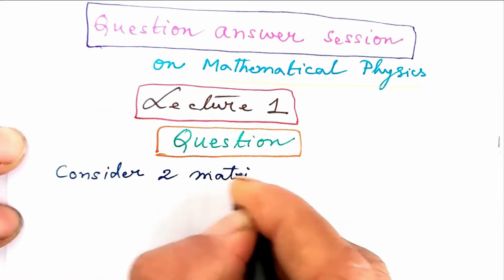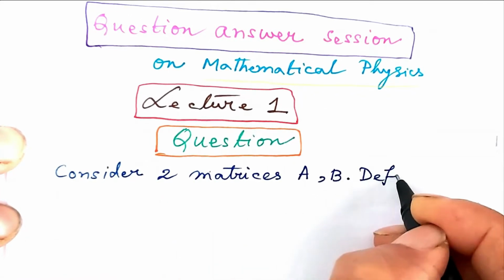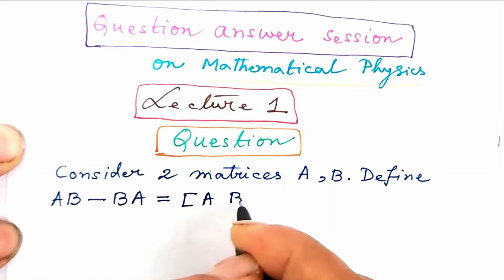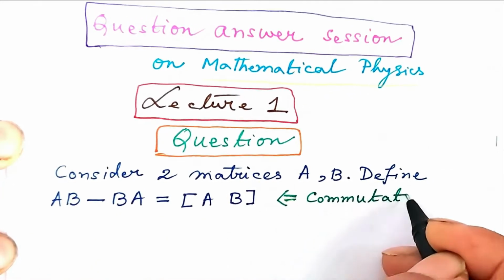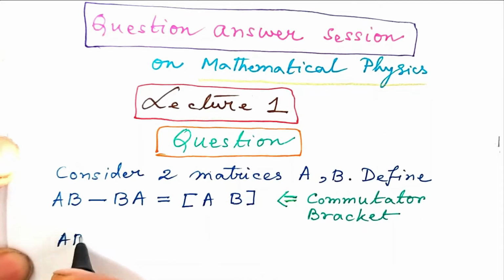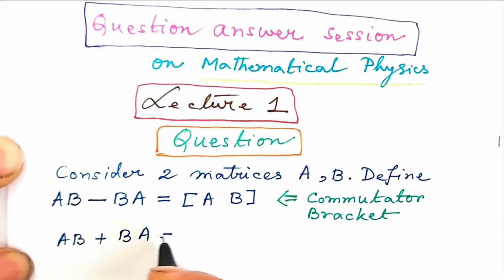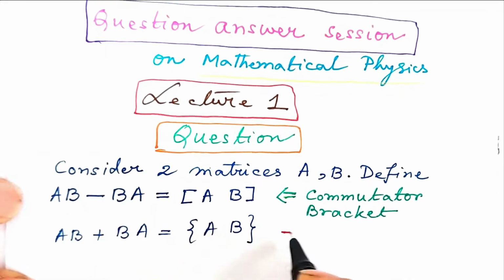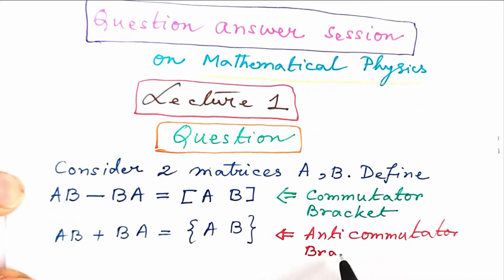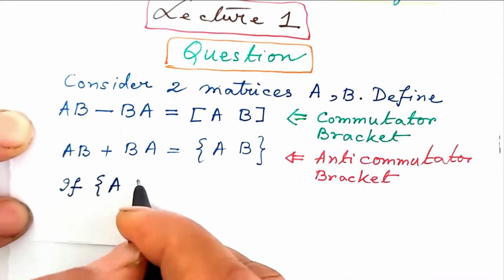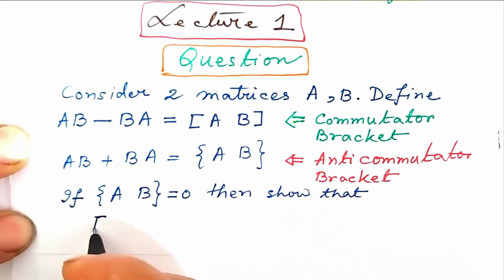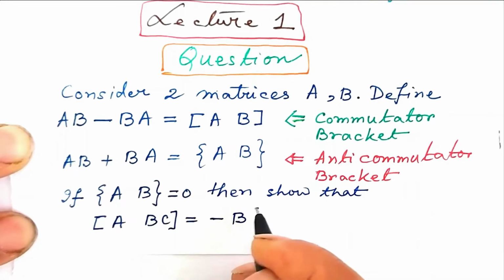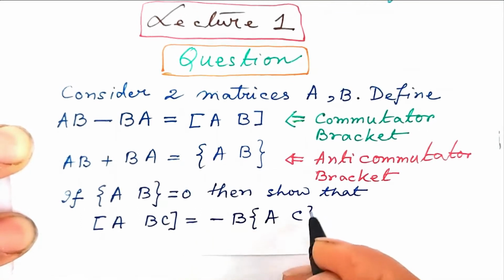Consider two matrices A and B. Define the relation AB minus BA as AB within third bracket, and this is called the commutator bracket. Again, the relation AB plus BA is written as AB within second bracket or the curly bracket, and this is called the anticommutator bracket. If the anticommutator bracket is 0, then show that the commutator bracket of A and BC is negative of B into the anticommutator bracket of A and C.